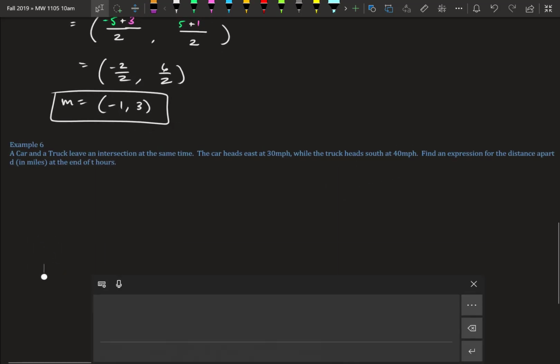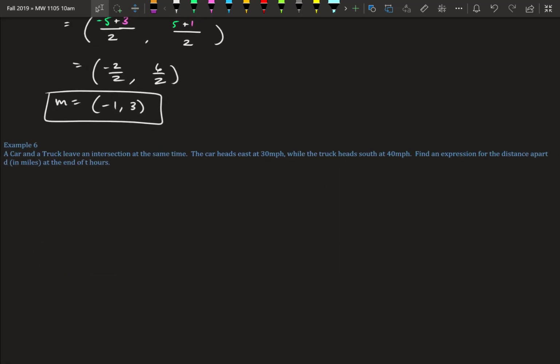This is zoomed in perfectly. There we go. So a car and a truck leave an intersection at the same time. You know where I'm going with this. The car heads east at 30 miles an hour, while the truck heads south at 40 miles an hour. Find an expression for the distance apart d in miles at the end of t hours.